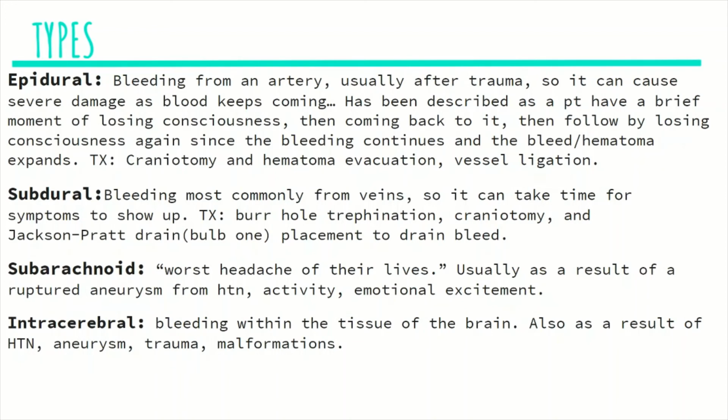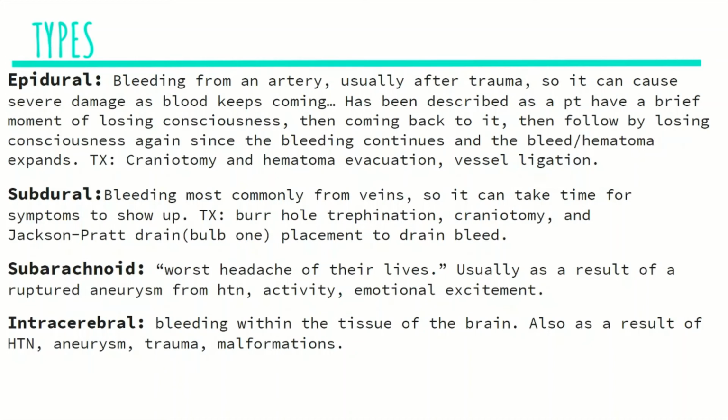Subdural bleeds are usually from veins, so the bleeding is slow, and as a result, it can take time for the symptoms to show up. Treatment includes a burr hole or a craniotomy with a drain placed so that it can drain out the blood. A subarachnoid bleed is typically known for being the worst headache of their lives and is commonly from a ruptured aneurysm.